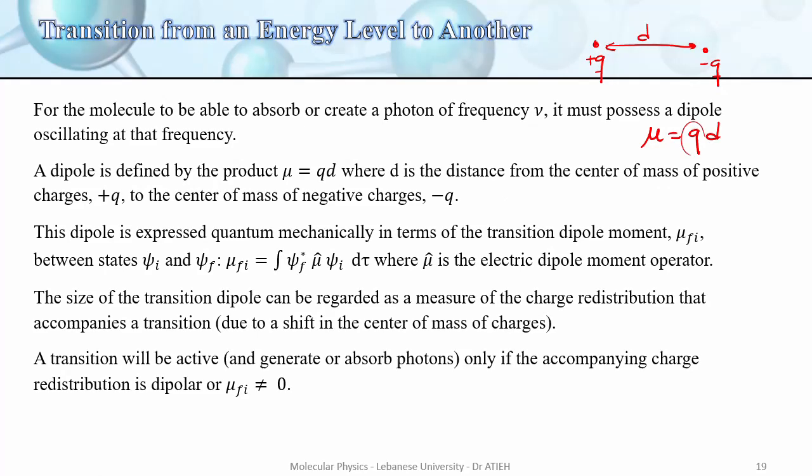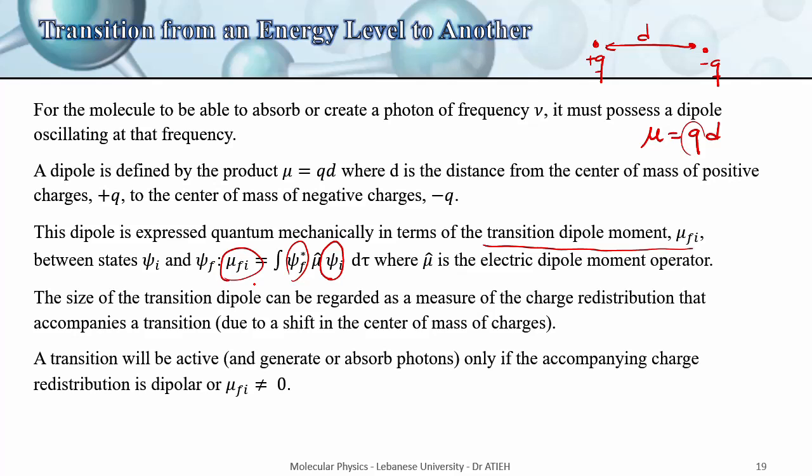Now how to deal with this dipole quantum mechanically? In quantum mechanics, we use the term transition dipole moment. We care about the dipole moment between an initial state and the final state. So we calculate mu fi, which is the integral of psi f, the final state, star, mu, psi i, where mu is the electric dipole operator. So we have to calculate this term, which describes the transition dipole moment.